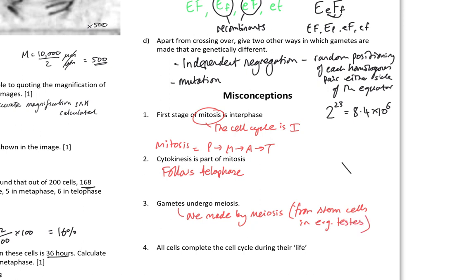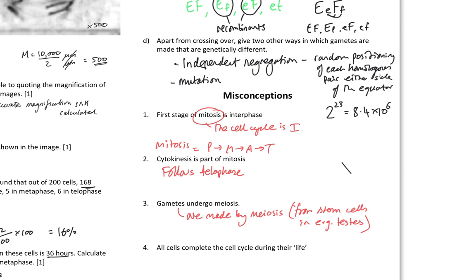A gamete is a haploid cell. It's got half the original number of chromosomes. It can't undergo meiosis because it would never be able to pair up either side of the equator, because it's only got one set of chromosomes. So yeah, gametes are the product of it.